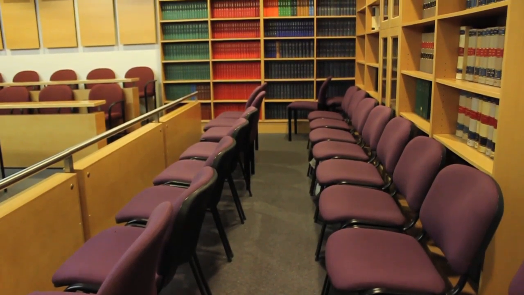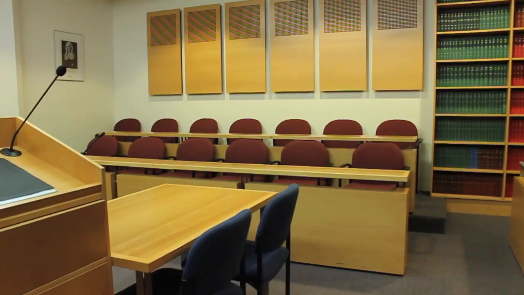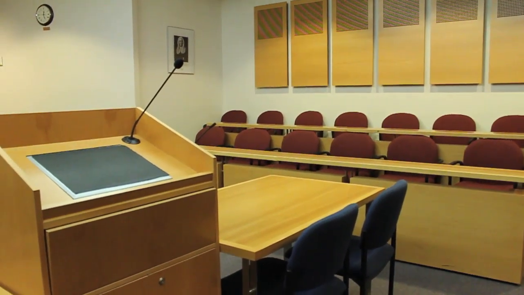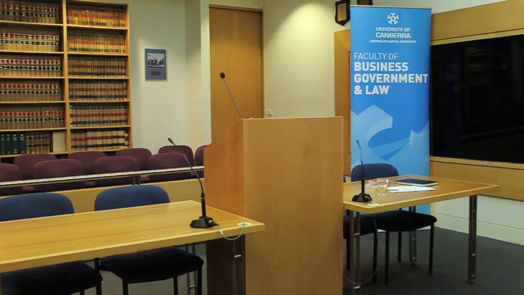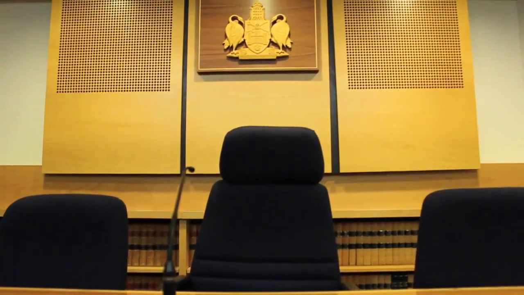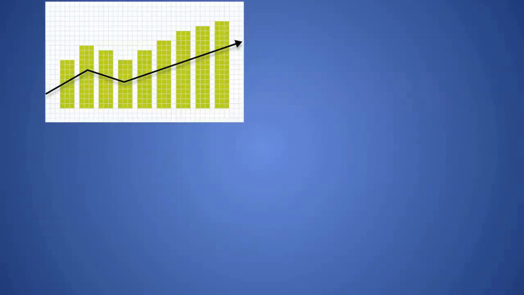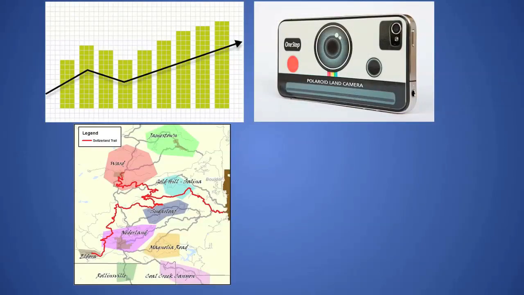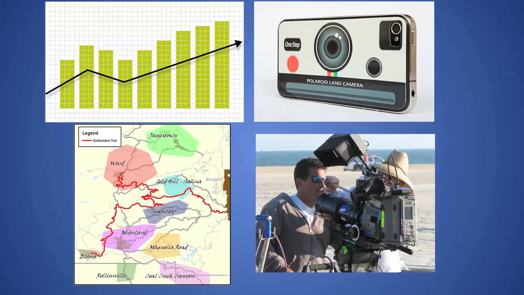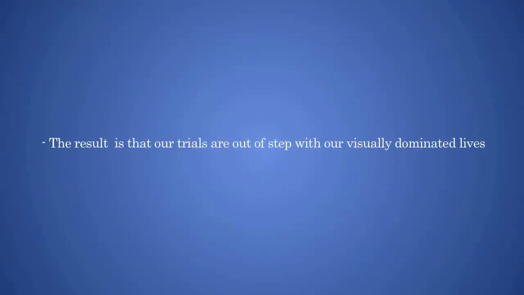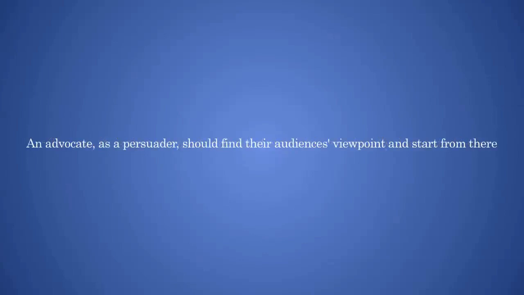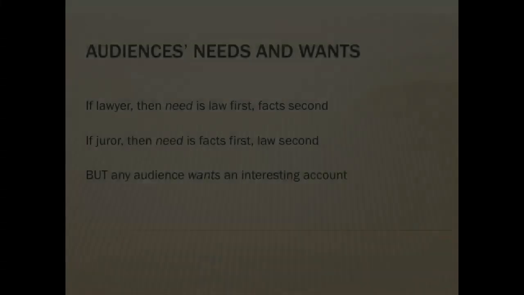A trial is a retelling of an event or a series of events, told from various perspectives. Trials are dominated by spoken accounts from witnesses. Of course, there are charts, photos, maps, even film clips that are used at trials, but these are rarely the primary sources. The result is that our trials are out of step with our visually dominated lives. An advocate, as a persuader, should find their audience's viewpoint and start from where their audiences are.